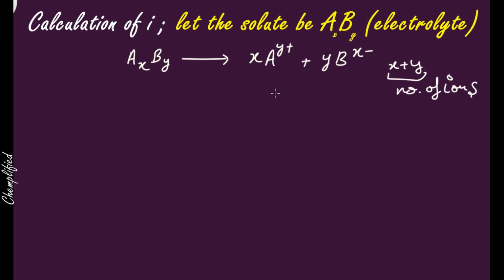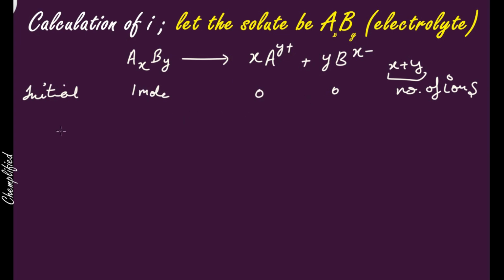An electrolyte when dissolved in a solvent dissociates into ions, right? So x plus y represent the number of ions. Now initially, let the concentration of the solute be 1 mole. We are taking 1 mole. So initially these two ions will have 0 moles in the solution.